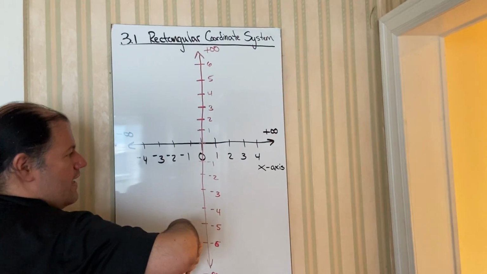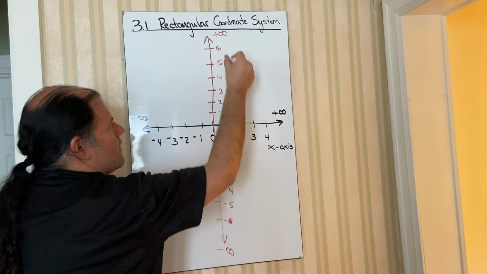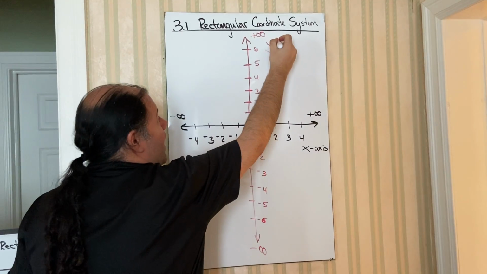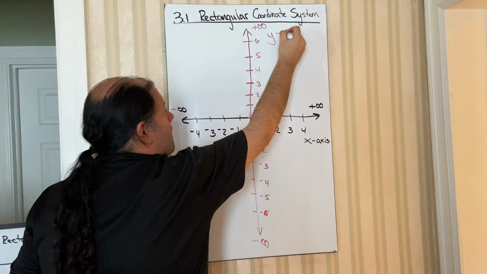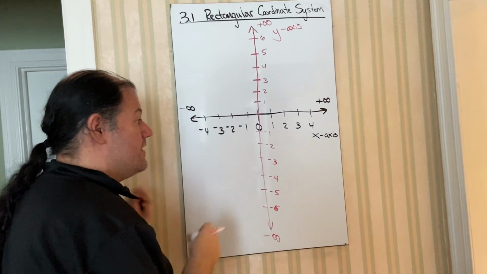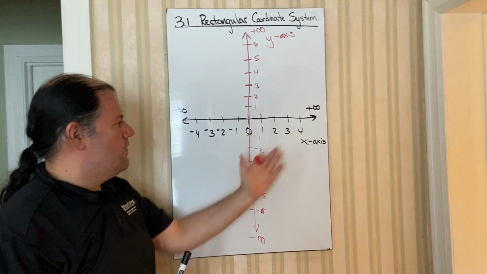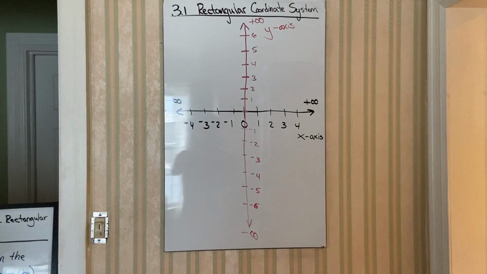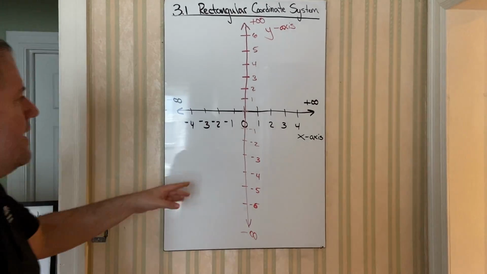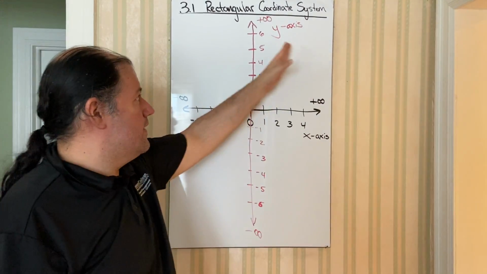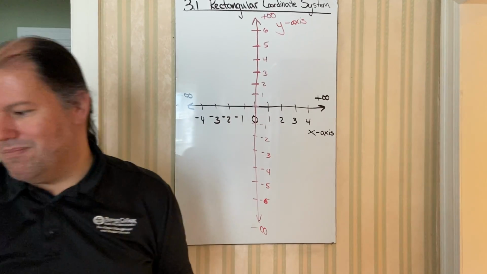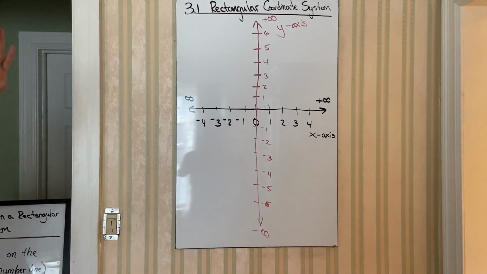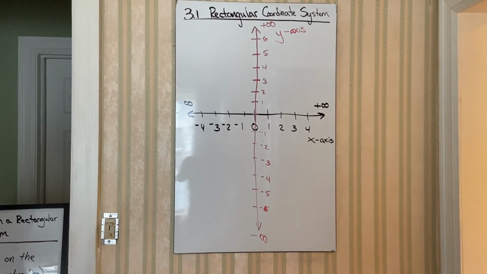Now this up and down line, we give it a special name. Piggyback off of this x-axis, we're going to call this the y-axis. So we have an x-axis that goes this direction, y-axis goes up and down. Now, we call this a rectangular coordinate system because it kind of looks like a rectangle. Some people call it Cartesian. So if you ever hear Cartesian system or coordinate system, they all mean the same.